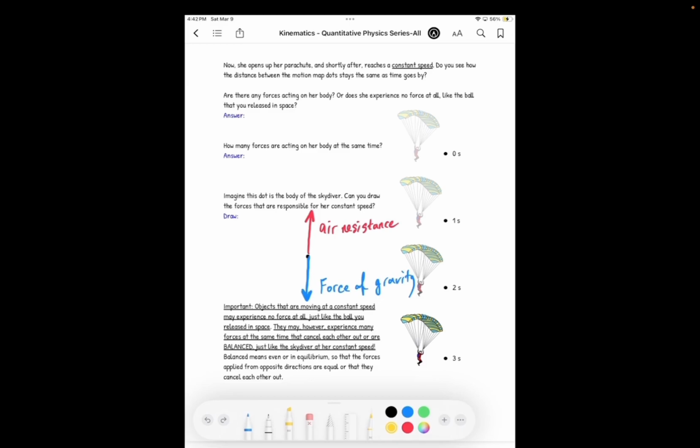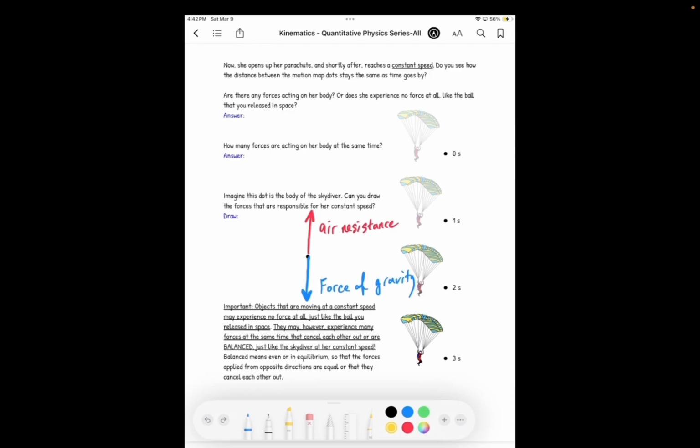Very good. So do you remember the ball that we released in space? Yeah. That ball was not experiencing any force at all, right? Uh-huh. But in this motion map, there is force of gravity and there is air resistance, and our object is still moving with a constant speed.